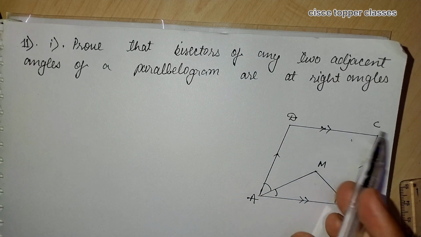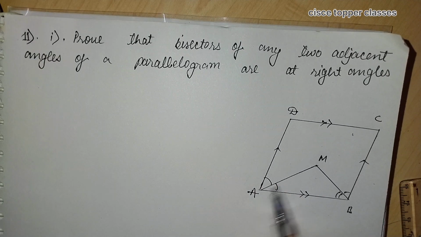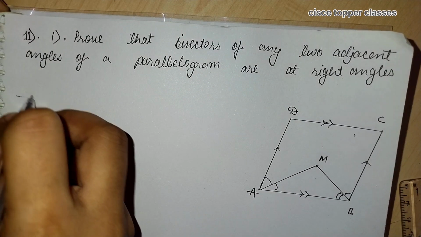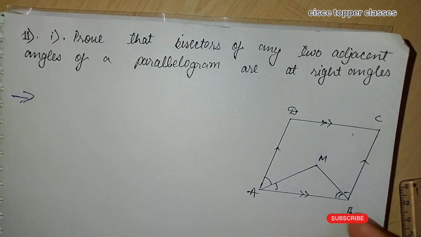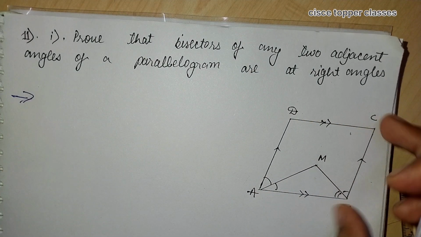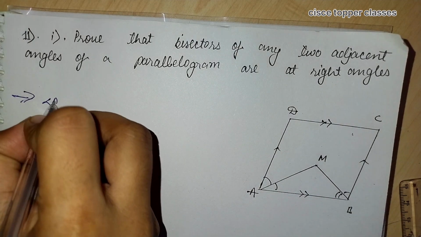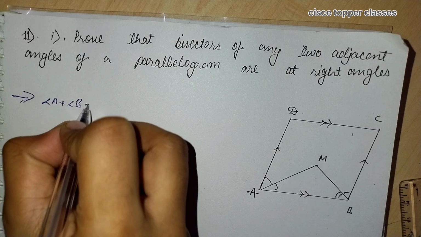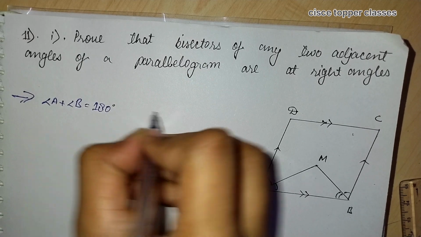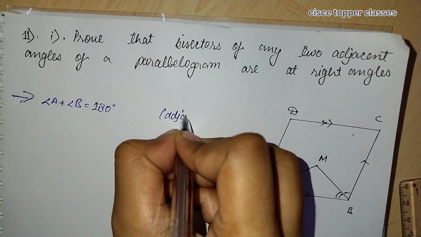Firstly, let the parallelogram be ABCD here, and AM is the bisector of angle A and BM is the bisector of angle B. So as we have that AD is parallel to BC and AB is a transversal, we can say the adjacent angle sum is equal to 180 degrees, means angle A plus angle B is equal to 180 degrees, as they are adjacent angles in a parallelogram.